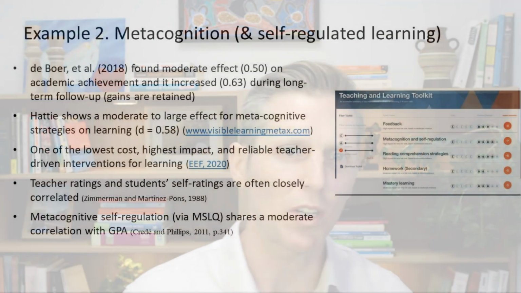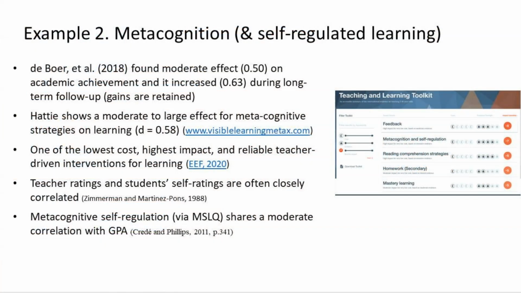So when we look at metacognition and self-regulation, I've just mentioned that the same sources suggest that self-regulated learning and metacognitive strategies can help boost academic achievement without bankrupting schools and minimizing the resources that they have to expend in doing so. Let's have a quick look at some of the findings from the latest meta-analyses on self-regulated learning and metacognitive strategies in the classroom. DeBoer and colleagues found moderate effects, that is a Cohen's d of 0.5, so a moderate effect on academic achievement, and it increased to 0.63 during long-term follow-ups.